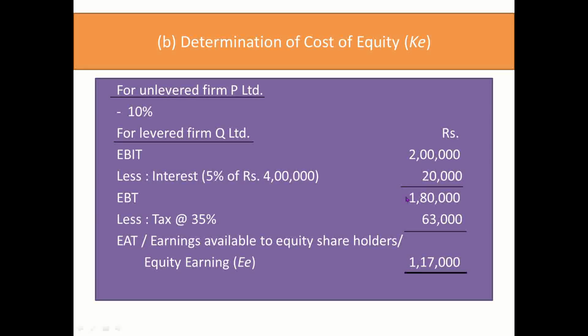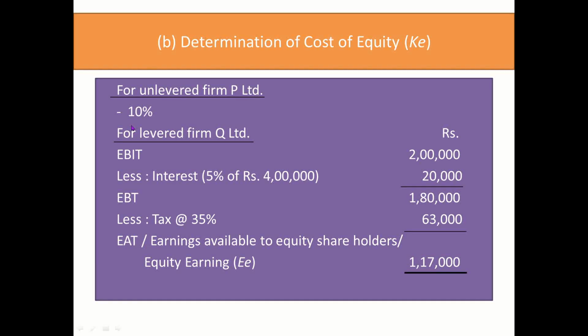P Limited is an unlevered firm. EBIT is 2 lakh, and for P Limited the cost of equity is given. It is given very clearly in your problem, that is 10%. So we need not work it out for this P Limited, which is an unlevered firm.